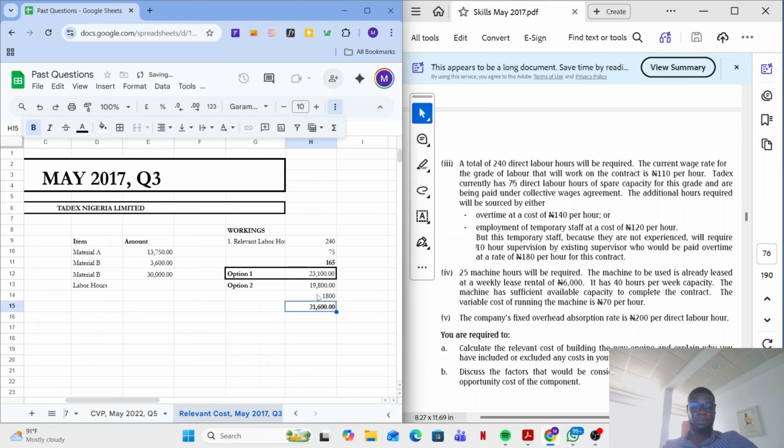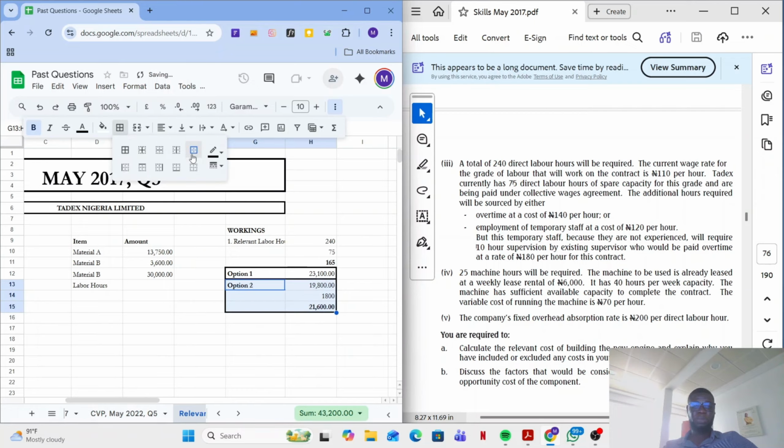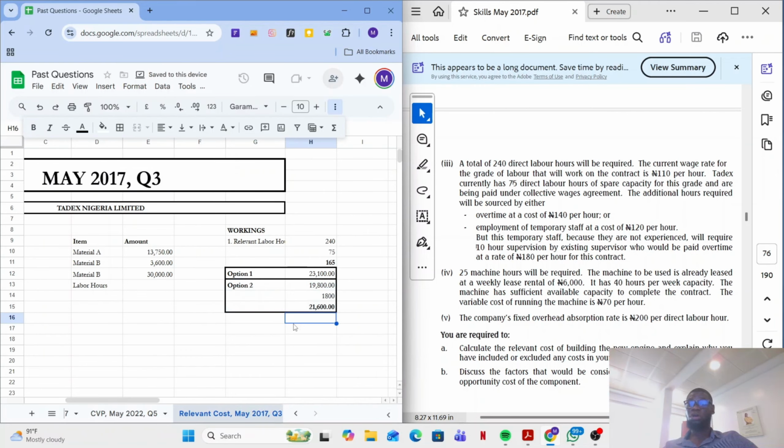Note that this is a cost. So we have two answers now. We have option one and we have option two. Option one is you want to spend 23,100. Option two, you have to spend 21,600. You now begin to wonder, which of these options should we go for? Now take it again. Which of these options will you go for?